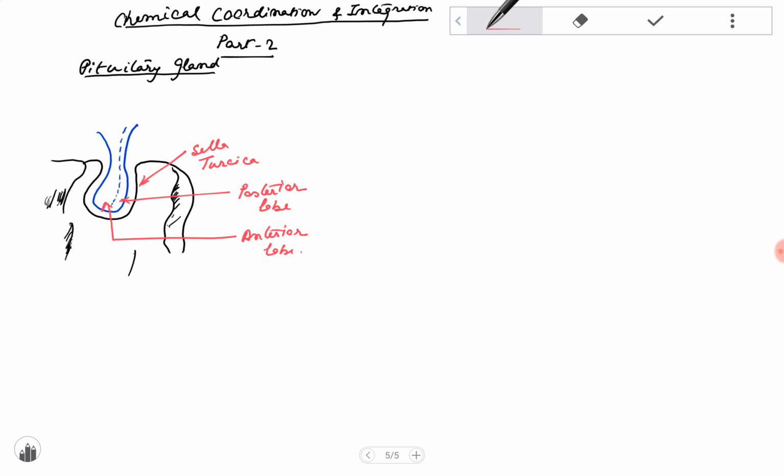Now this bone within which the cavity is there and within which the pituitary gland lies is known as the sphenoid bone. And the stalk is called the pituitary stalk or infundibulum.